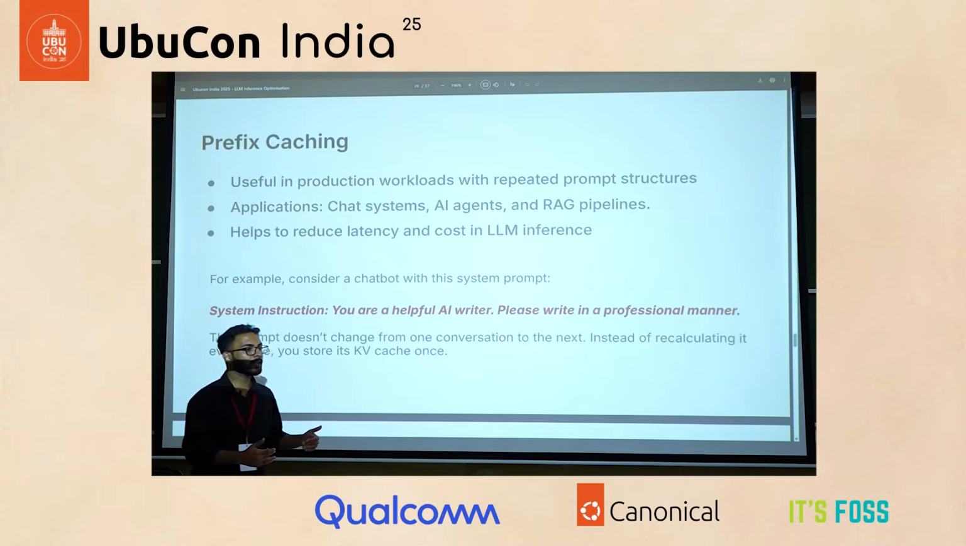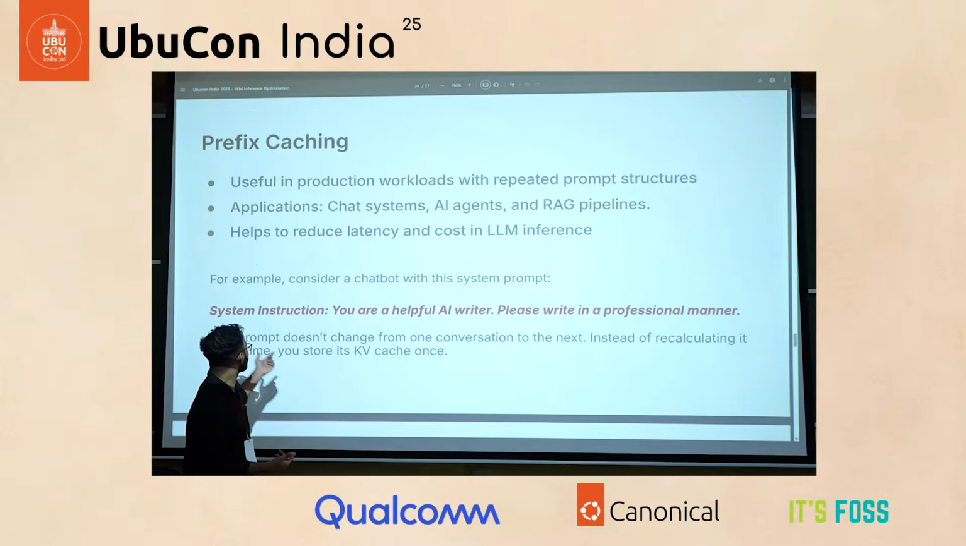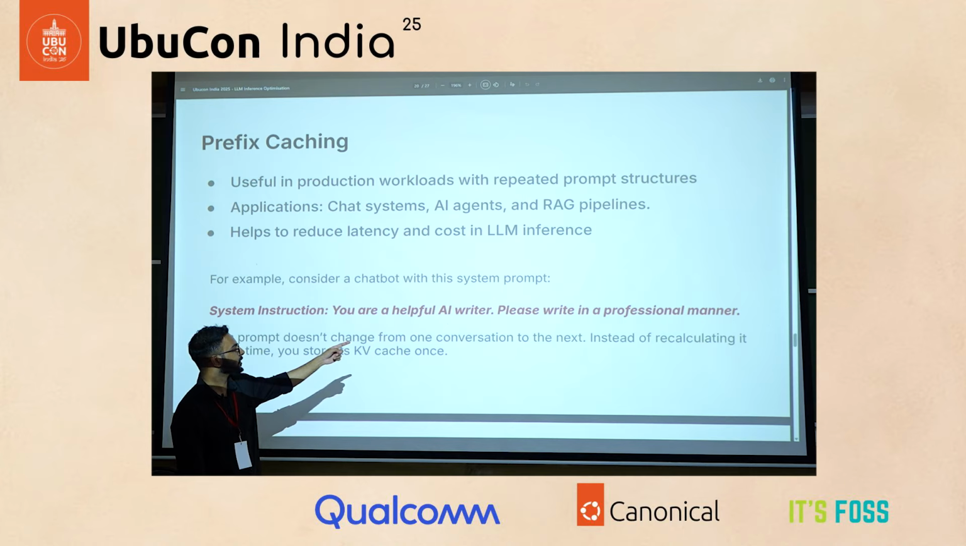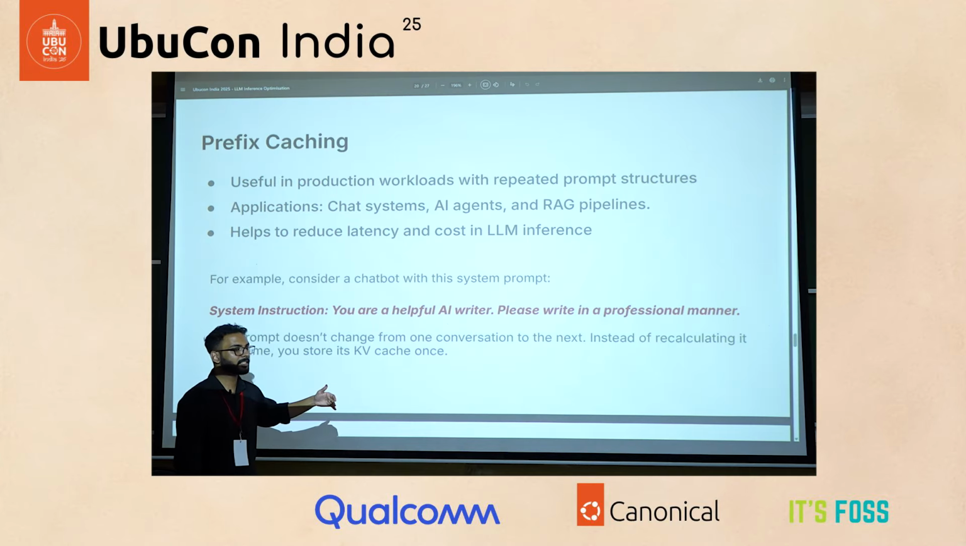So what can we do here? Do we need to compute the KV cache, the attention, all these things for that prompt again? No. Suppose this is my system instruction for a chatbot: "You are a helpful AI writer. Please write in a professional manner." This is common. And the next thing that each user gives is particular to his or her requirement, so that might change.